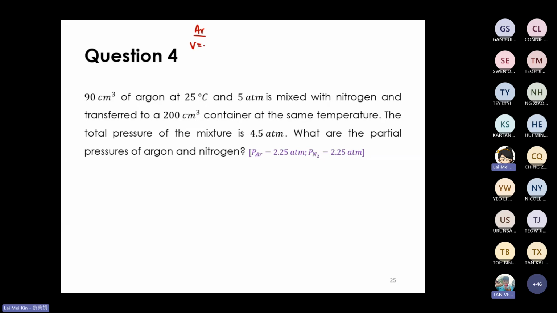It has a volume of 90 centimeter cube and a pressure of 5 atm. Temperature 25 degrees Celsius. It's mixed with nitrogen. Nitrogen N or N2? N2.